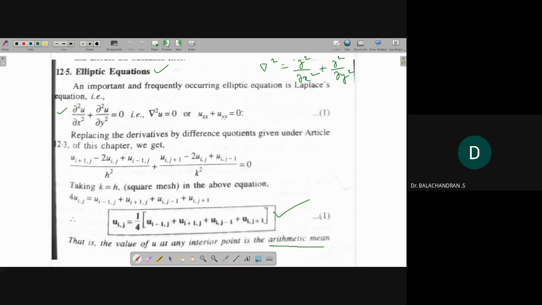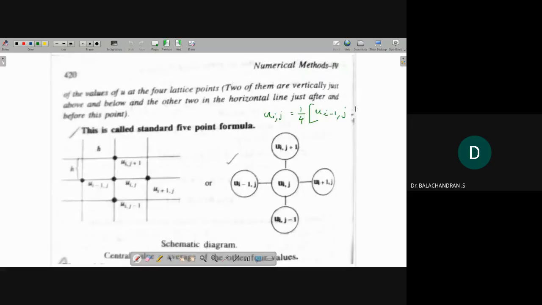So I am going to find ui comma j. I am going to add these 4 values and divide by 4. That's all. 1 by 4 into ui minus 1 comma j, because this is ui comma j, the left hand side is ui minus 1 comma j. The right hand side is what? ui plus 1 comma j.